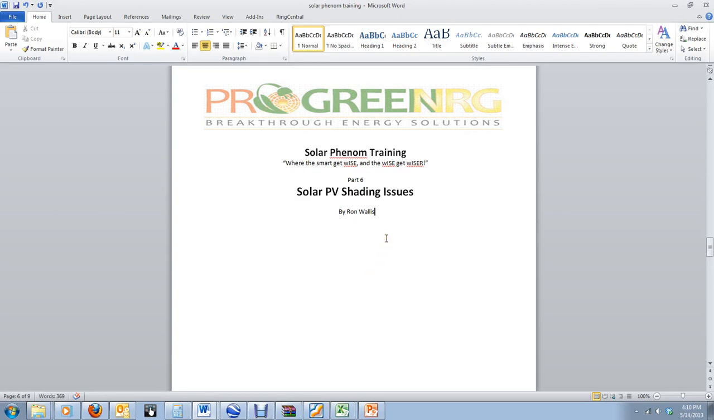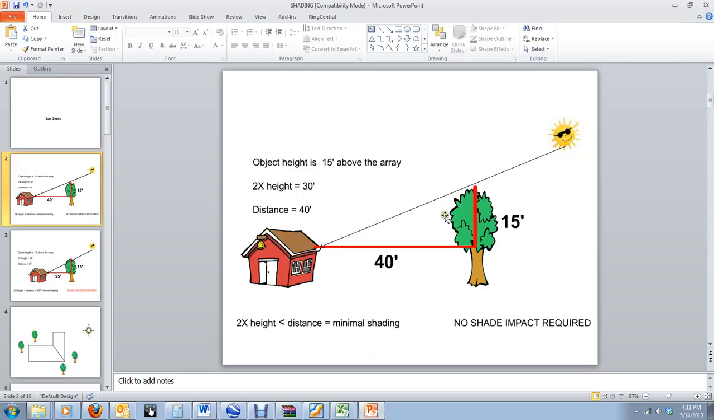Part 6 is solar photovoltaic shading issues. This is probably one of the most important parts of designing and selling your system, to make sure that you eliminate any shading issues now or shading issues that could occur in the future. Shading issues that could occur in the future would be trees that are fast growing or that could end up being a nuisance to the homeowner's production in the future. So let's take a real quick look at what that means.